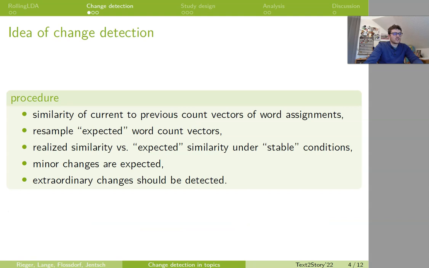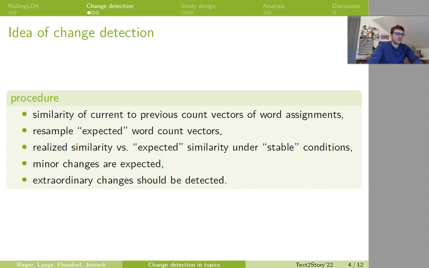So let's come to our idea of change detection in topics. This kind of detection is always somehow a binary task, so that you can think of multiple tests applied for each topic at each potential timestamp for a change. To perform this test, we calculate the cosine similarity of the word count vector at the given time point in comparison to the word count vector of previous time points.